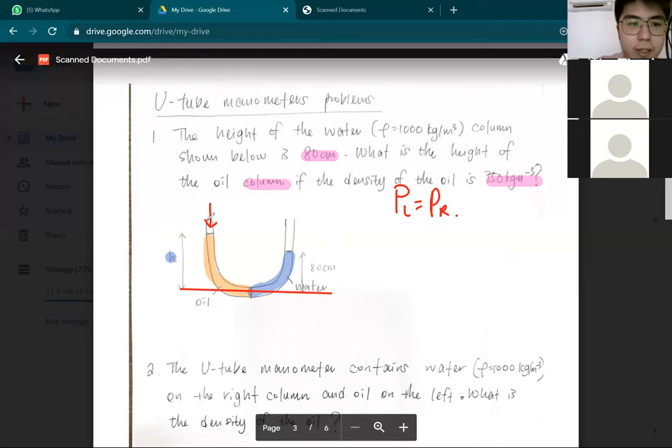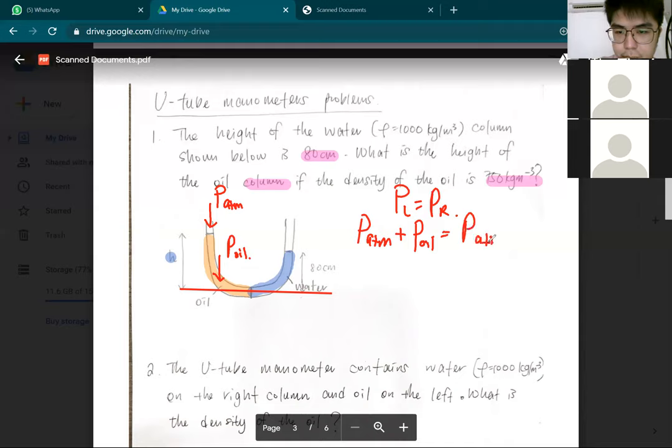So here is the opening, right? Opening always put ATM pressure. This ATM pressure is pressing onto the oil, so it's contributing a pressure also. And then the oil itself also has pressure acting on the bottom point. So P left equals PATM plus P oil. And P right equals pressure ATM, so on the right you also have ATM plus the pressure of the water, H2O.